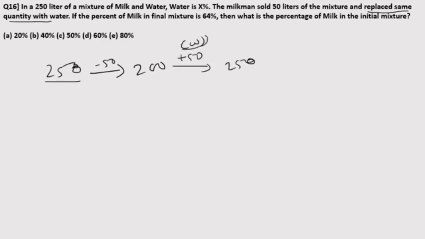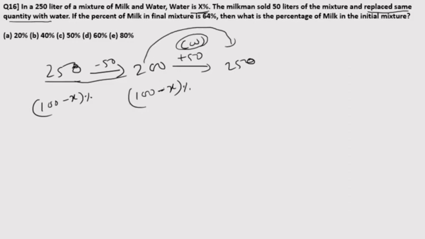Guys, if I replace with water, I have to work on milk, right? If I replace milk, then work with water. If I replace water, then work with milk. All these things I have discussed in detail in the removal replacement videos. Kindly watch that. So X% was water, so 100 minus X% was milk initially. If I remove something, the quantity will change but the percentage, the proportion, does not change. So here also it will be 100 minus X%. But from here to here I'm adding something.